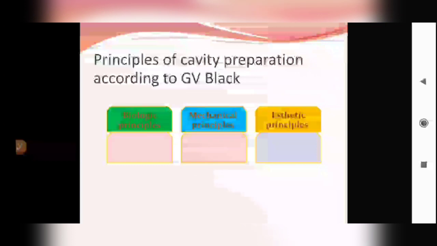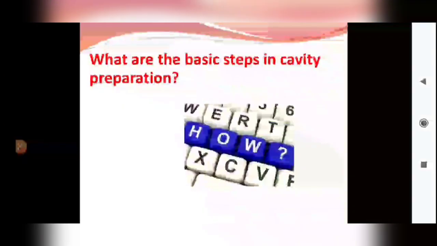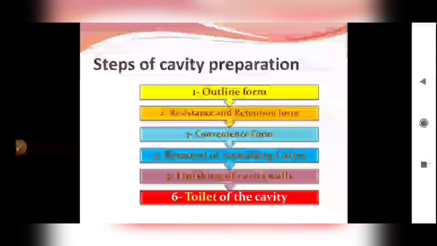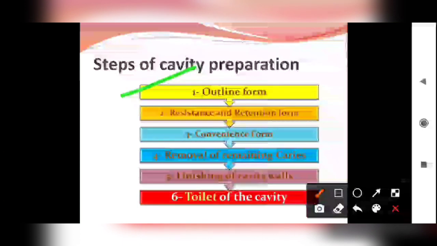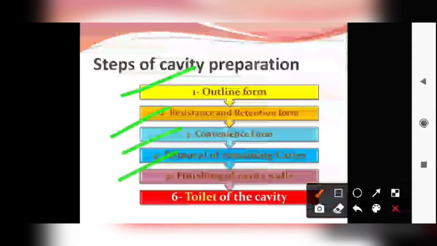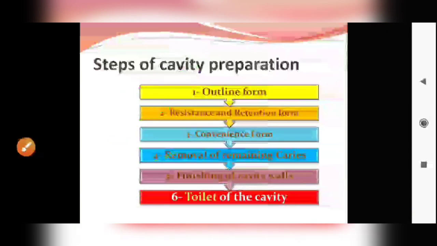So what are the basic principles on which cavities are prepared? We have biological principles, mechanical principles, and aesthetic principles. These are the basic steps in cavity preparation: first is outline form, then resistance and retention form, convenience form, removal of remaining caries, finishing of the cavity, etc.